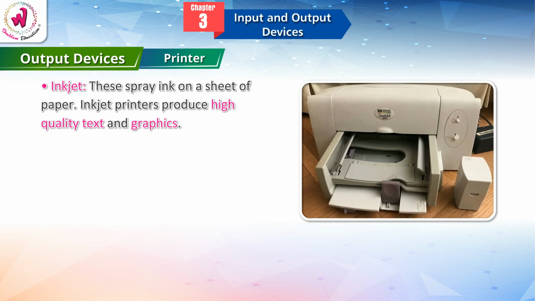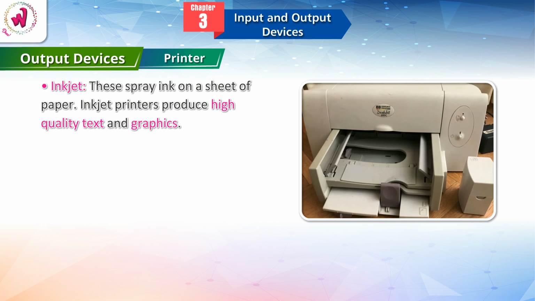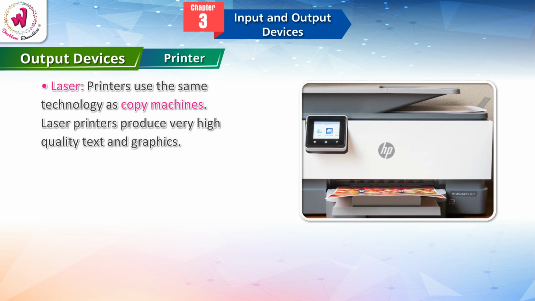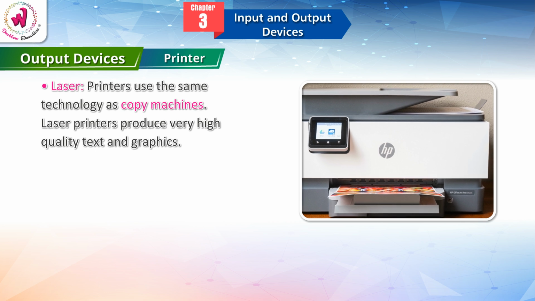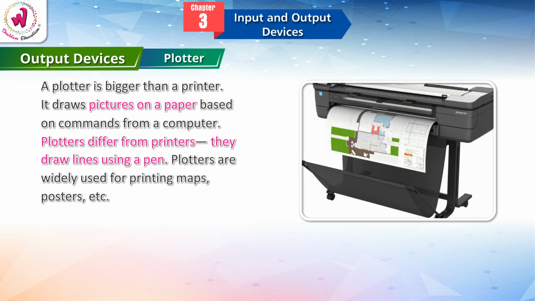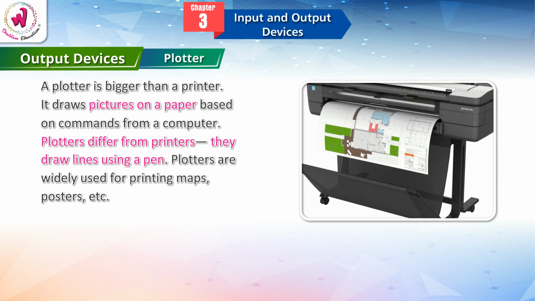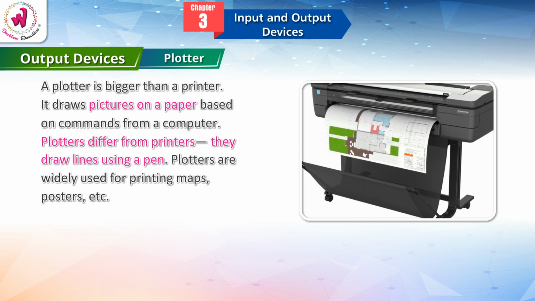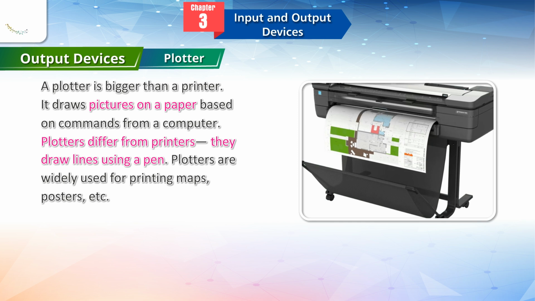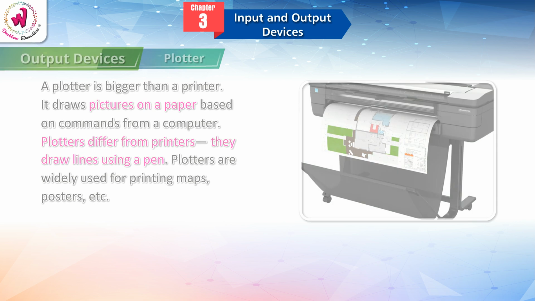Inkjet printers spray ink on a sheet of paper. Inkjet printers produce high-quality text and graphics. Laser printers use the same technology as copy machines. Laser printers produce very high-quality text and graphics. Plotter. A plotter is bigger than a printer. It draws pictures on a paper based on commands from a computer. Plotters differ from printers. They draw lines using a pen. Plotters are widely used for printing maps, posters, etc.